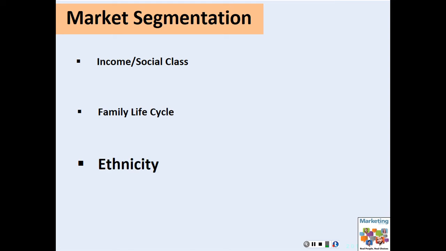Income and social class, family life cycle, ethnicity. Ethnicity is a big segmentation basis. Income and social class is, of course, again a big segmentation basis. So if you look at, for example, various stores, Nordstrom versus Walmart, obviously they're targeting different income groups, or people of different income groups will find these particular stores appealing. Nordstrom or Macy's or JCPenney versus Walmart, what else? Target, and so on.